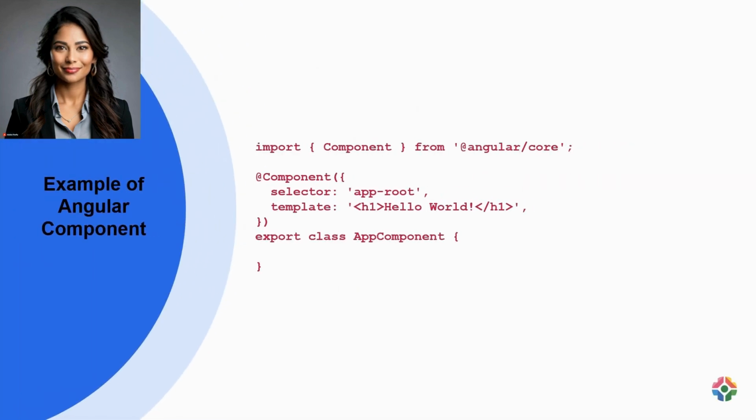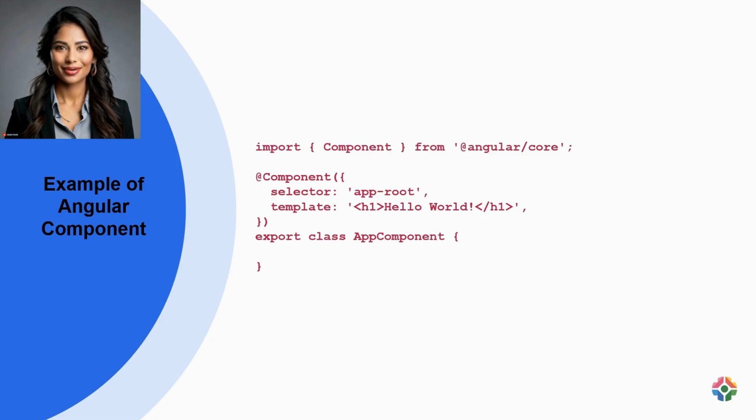In Angular, a component is a TypeScript class with a decorator that provides metadata about the component. The @Component decorator is used to specify the selector HTML tag where the component will be displayed and the template for the component's view. For instance, in the given code snippet, we have a component with a selector app-root and a template h1 hello world.